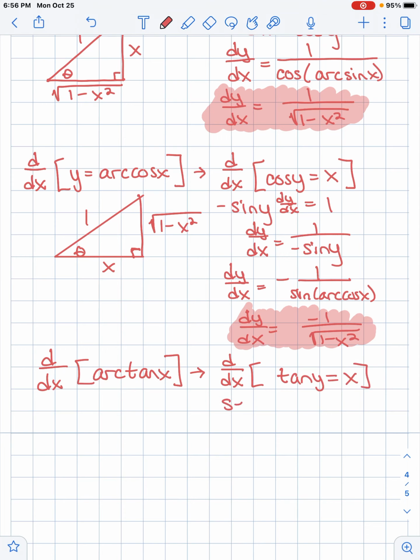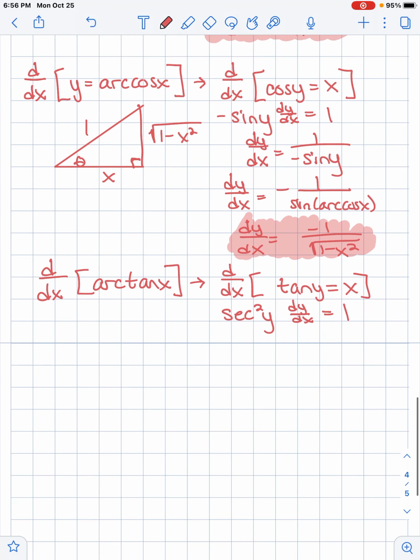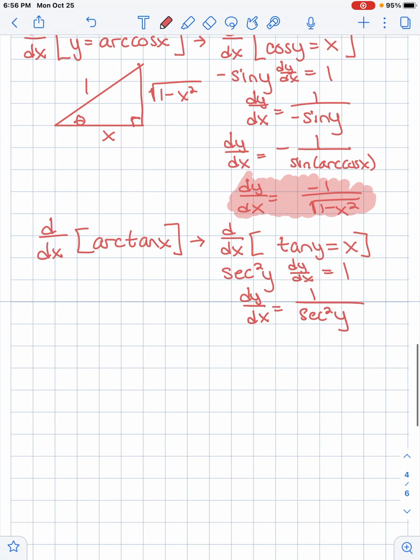Okay, we can find the derivative of tangent, that is secant squared y times dy/dx equals the derivative of x, which is 1. All right, if I isolate the dy/dx, it is 1 over the secant squared of y, but of course we're not going to leave y in the answer. We have dy/dx equals 1 over secant squared arctangent x. And we're not going to leave it like that because we can use a right triangle to find what we need.